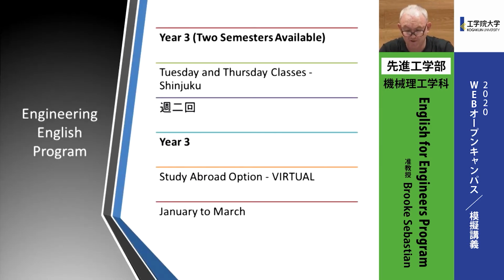Moving to third year, we have 2 semesters available on our Shinjuku campus, and in our third year, we have our study abroad option, which this year is a virtual option. But usually the study abroad period is from January to March.